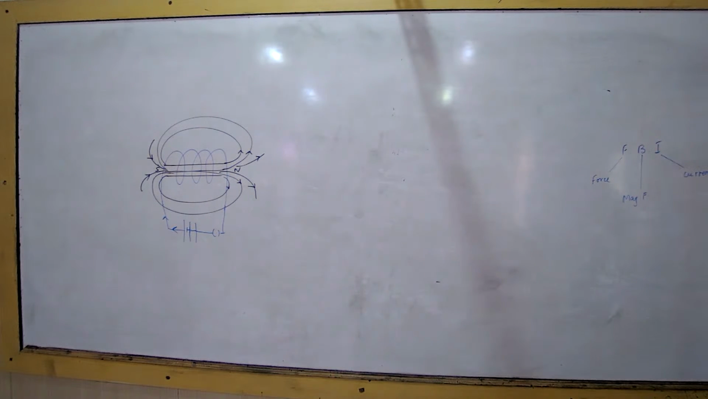Now, which finger is representing what? First, we'll start with F, which is the thumb. The first finger represents the direction of the magnetic field, and the second finger represents the direction of the current. What I want you to understand is that it represents the direction of the current, not the current itself. Similarly, the thumb indicates the direction of the force.